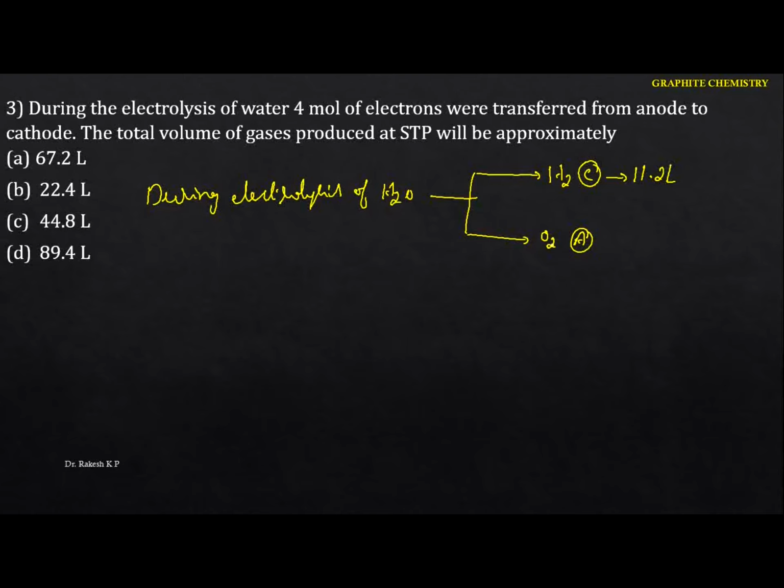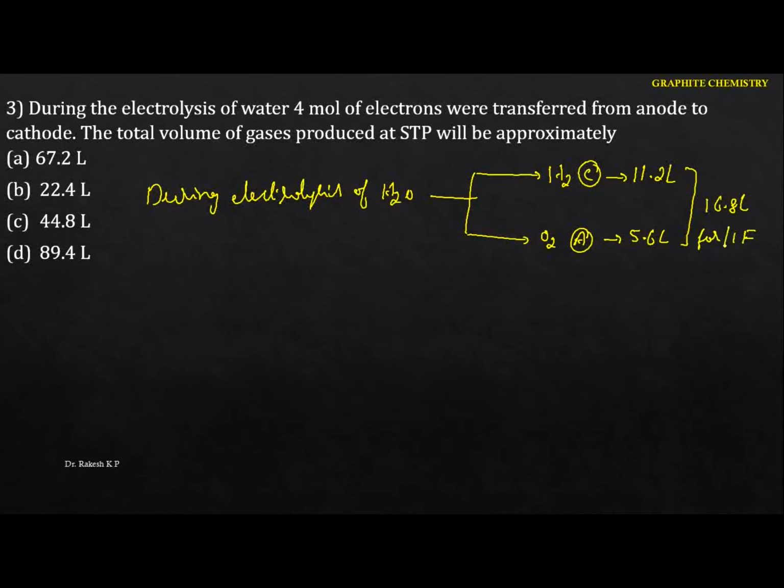Similarly, during the electrolysis of water, there is a liberation of oxygen at the anode, but the volume you are going to get is 5.6 liters. That means on passing 1 Faraday, this much volume of gases we got. The total volume you are going to get is 16.8 liters of gas collected on passing 1 Faraday.